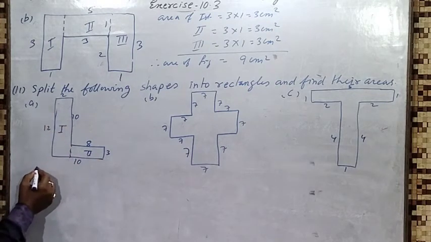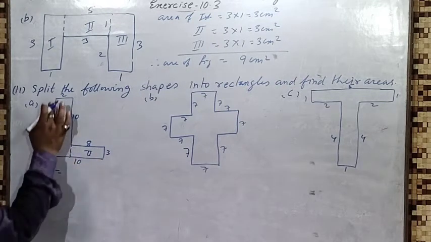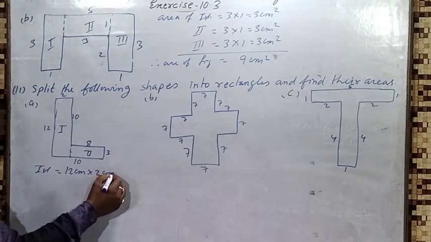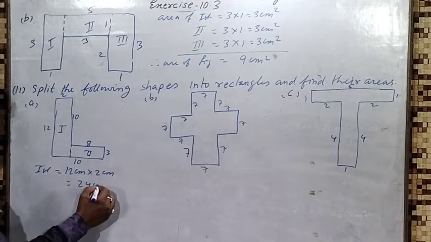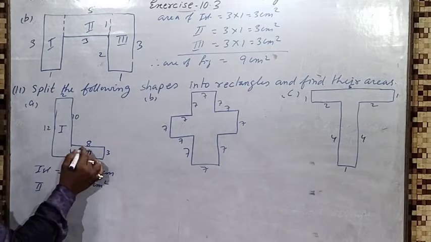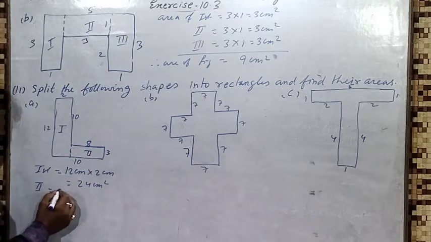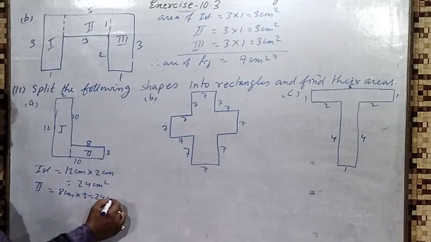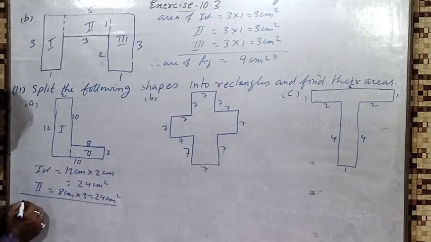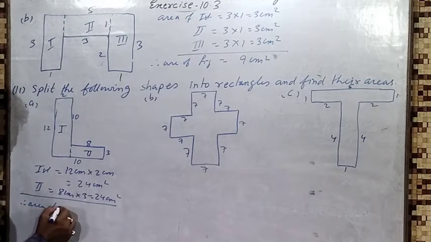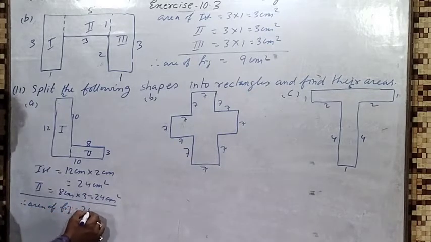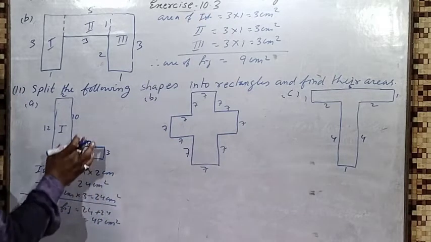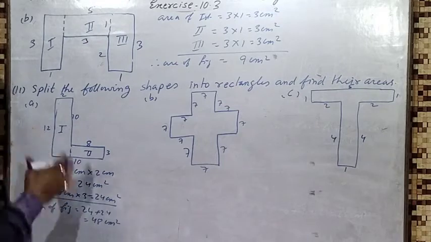Area of the first part, you can see, the length is 12 centimeter and breadth is 2 centimeter. So 12 into 2 is 24 centimeter square. Area of the second part, you can see, the length is 8 centimeter and breadth is 3 centimeter. If you are adding both, therefore area of figure is equal to 24 plus 24 is equal to 48 centimeter square. Split them, then add them, you will get the area of the whole figure.